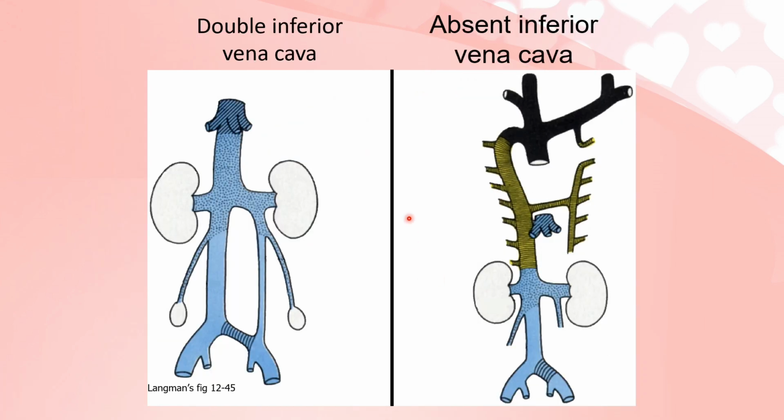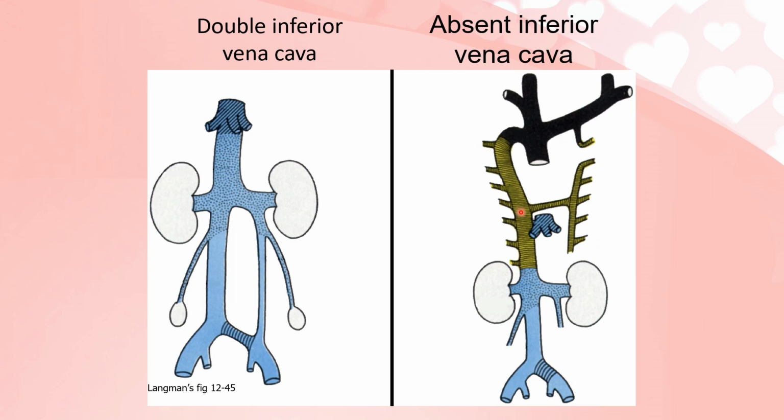So these are the anomalies related to the development of the inferior vena cava. Here you can see the double inferior vena cava. As I have told you, the supracardinal veins usually disappear on the left side and persist on the right and form part of the inferior vena cava. So in this case, the communication between the supracardinal veins does not form, and the supracardinal vein persists on both sides, and it will form the double inferior vena cava.